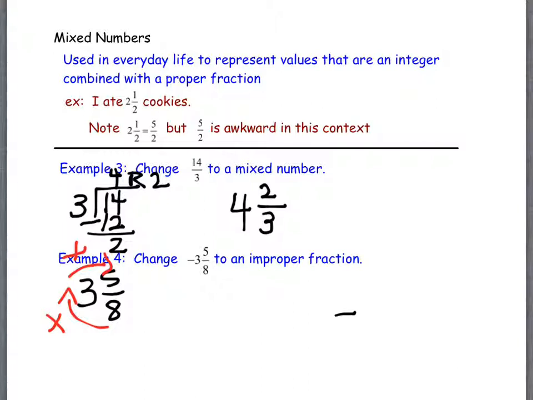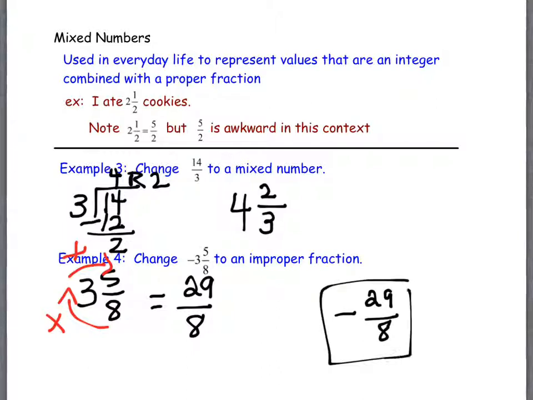Make a circle, or a half circle, right? So we can multiply 3 times 8. I'm going to show you why this works in a second. This is what you're remembering. What's 3 times 8? 24 plus the 5. 29, and this is equivalent to 29 over 8. And of course, it should be negative 29 over 8 because it was a negative number to start with.